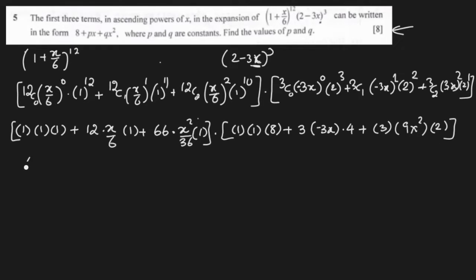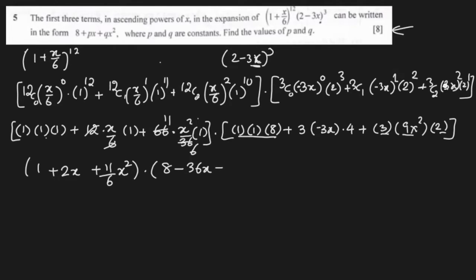Now, 1 times 1 times 1 is 1, 6 and 12 cancel, so 2x, positive. Then 36 divided by 6 is 6, and 66 divided by 6 is 11, so plus 11 over 6 x squared. Next, this will be 8, this will be negative 36x, and 3 times 9 is 27, times 2 is 54, positive, even though there was a negative here, the square makes it positive.